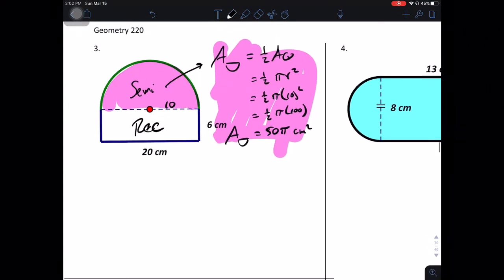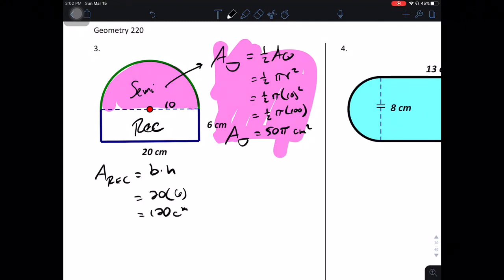It's important to note, if you got more than one shape in your picture, more than one formula, we can't just say area equals each time because we don't know what we're talking about. So here I'm going to use a subscript, area of rectangle. That's the base times the height. The base is 20, the height is 6, that's 120 square centimeters.